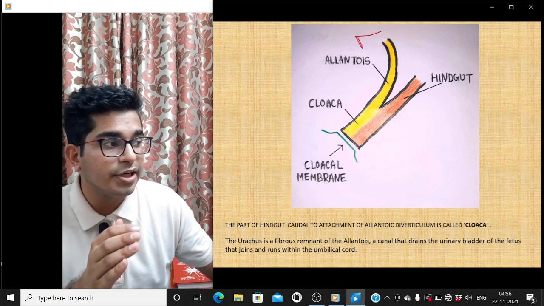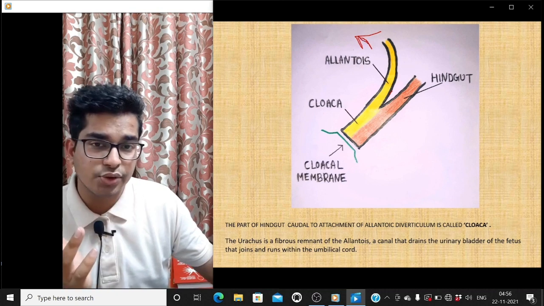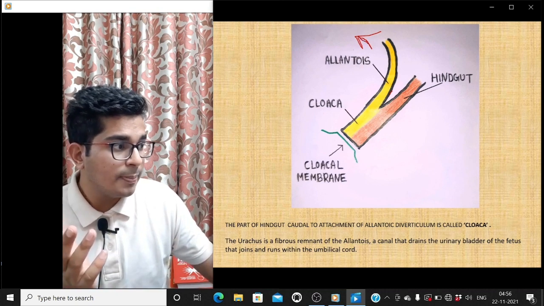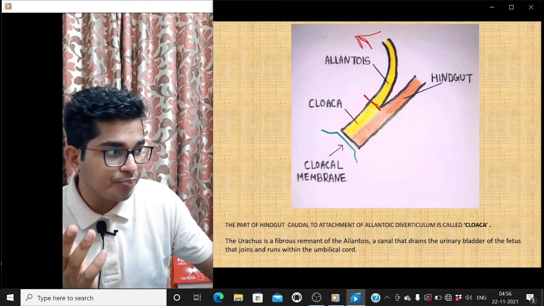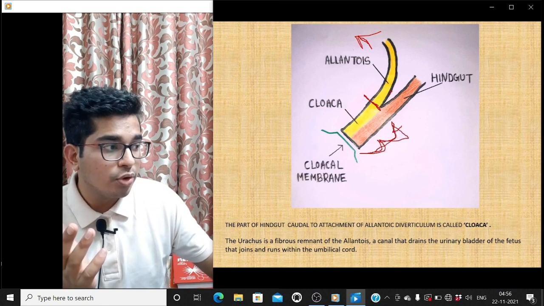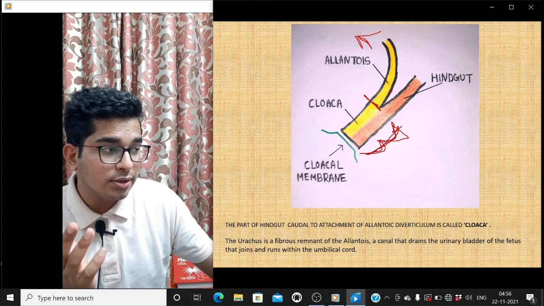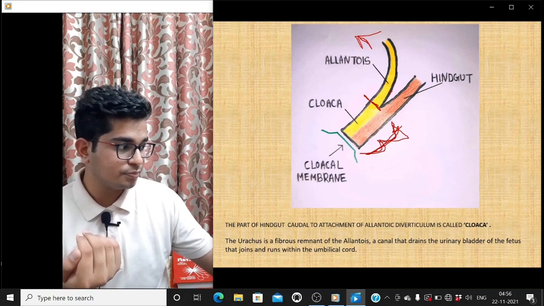Okay, it is a part of your urogenital system. It later on regresses to form the urachus. Okay, so this part, this is the allantois. The allantois ends over here. So this whole part is your cloaca. Okay, now from cloaca we will see the development of rectum and anal canal.